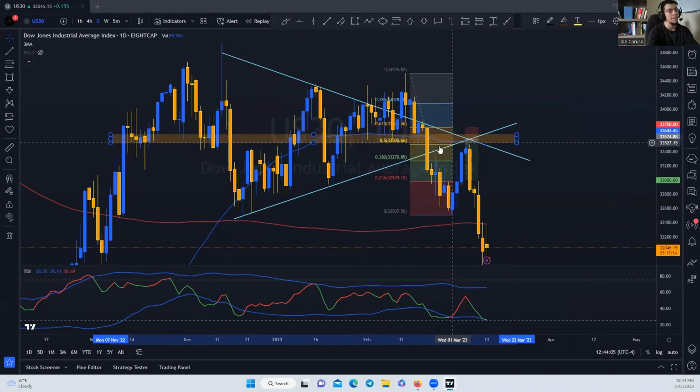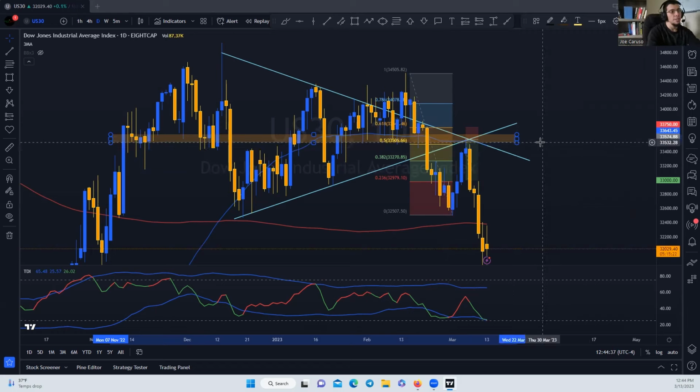When I look to the left, I could see it was used as support once, twice, three, four, multiple times over and over. I go further to the left. It was used as support, support, support. So this area of structure was used over and over again, making it a very significant point of interest. This area was also a 0.5 fib level, adding another layer of confluence.